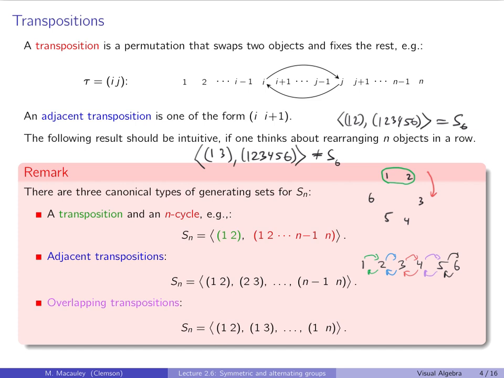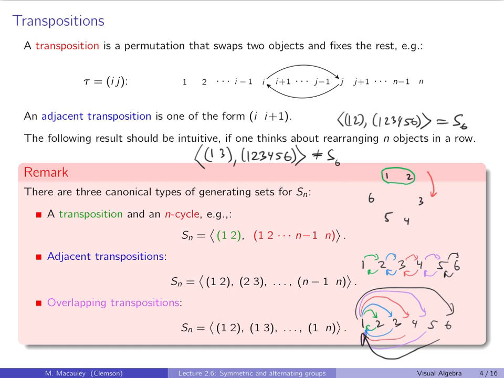And finally, this last one, overlapping transpositions. This is similar, but here we have 1, 2, 3, 4, 5, 6. Now everyone is allowed to swap into the first chair as needed. So 1 and 2 are allowed to swap. 1 and 3 are allowed to swap. 1 and 4 are allowed to swap. 1 and 5, and then 1 and 6. Maybe it's a little bit trickier to see that this works, but convince yourself that this does as well.